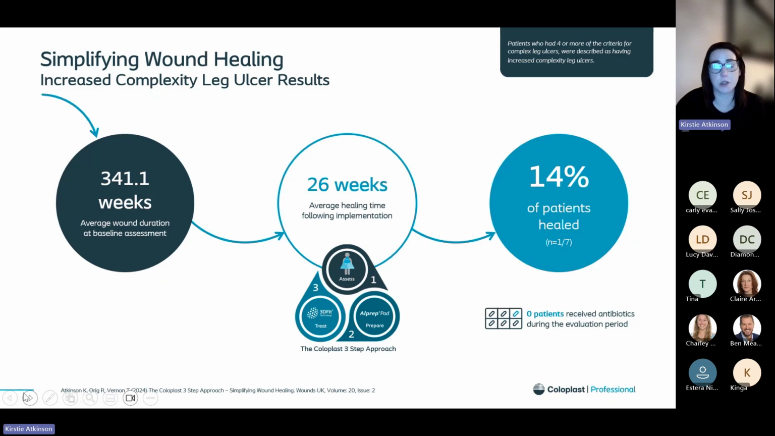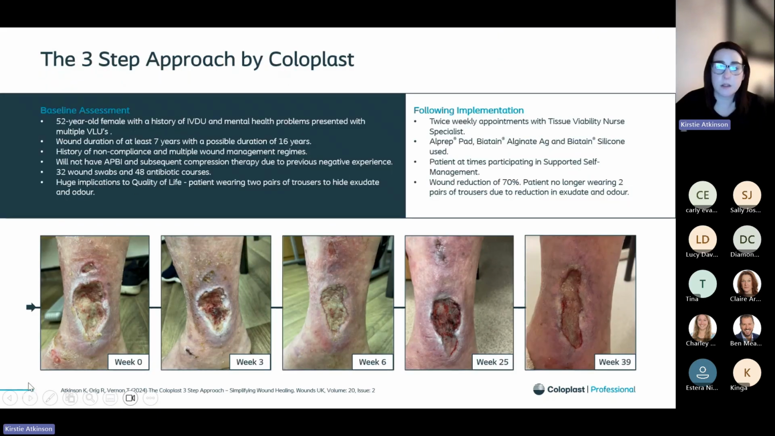So look out for that when we do publish the 200 patient results. This is one of these increased complexity patients. This is a 52-year-old female that had a history of intravenous drug use and mental health problems, and she presented with multiple venous leg ulcers. They were bilateral, and they were on both medial and lateral aspects of both legs.